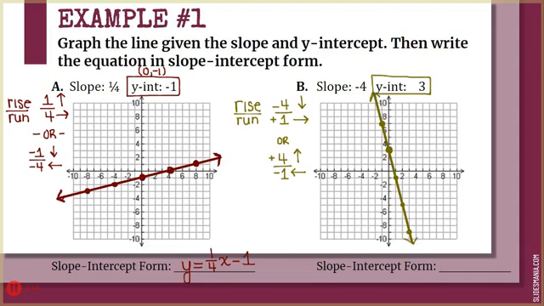Then I'm going to come down and write my equation. Y equals my slope, which is -4 times x, and then my y-intercept is positive, so I'm going to put +3. Notice in my equation, I don't write my slope as -4 over 1. We don't write it like that. -4 over 1 is just -4.